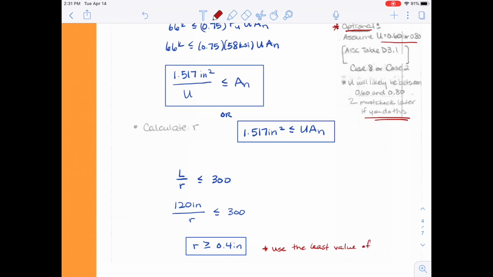I'll just remind you that we want to use the least value of r as we make this selection for any member. For an angle member, this will be the radius of gyration about the z-axis, or rz. And the z-axis was the axis that led to the minimum moment of inertia.